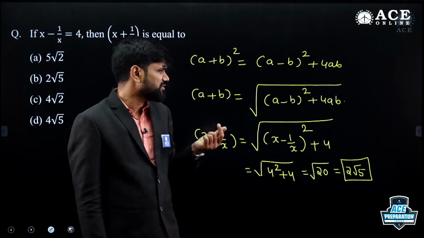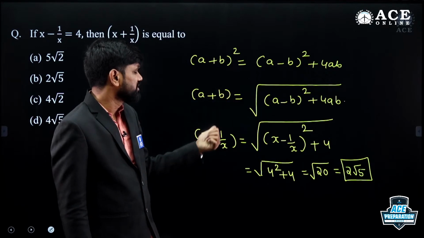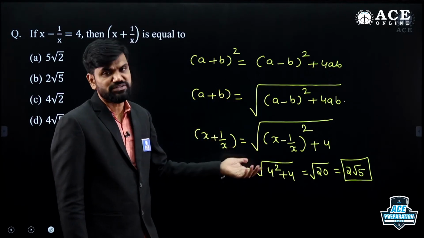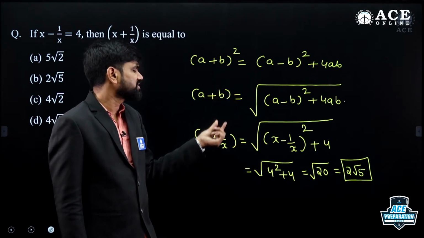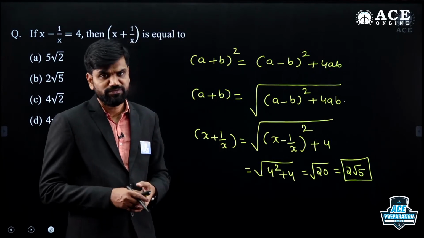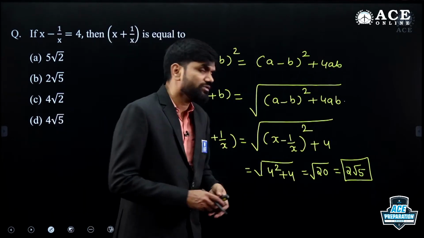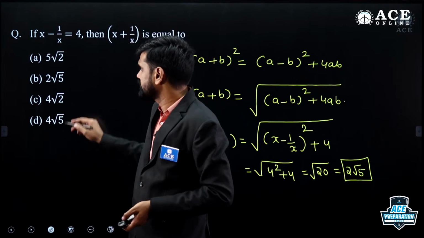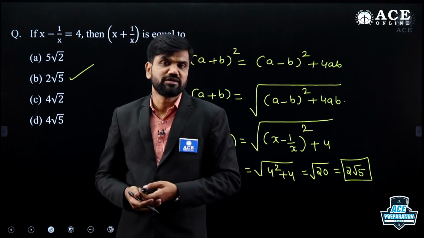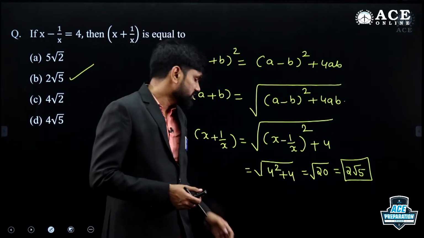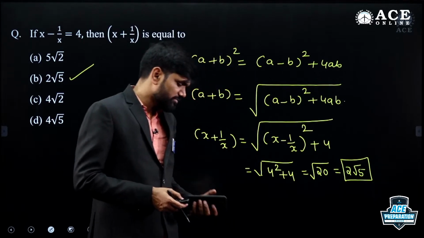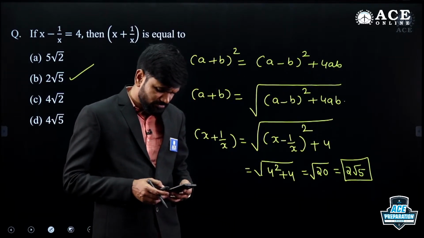So if you know this relation here, you can easily understand. Without knowing this, understanding this will be confusing for you. Right, dear? So your answer should be what? 2 root 5. Hence it should be option B. Option B. Please check it and tell me if there is any doubt in this.